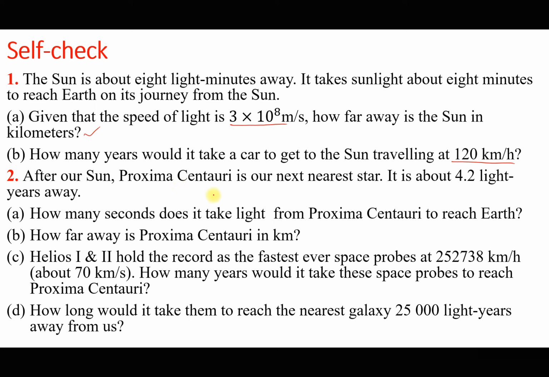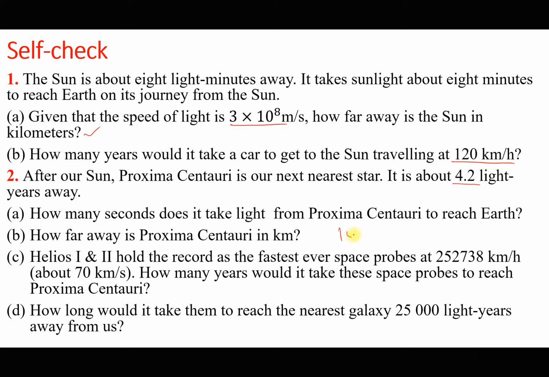After our sun, Proxima Centauri is our next nearest star. It's about 4.2 light years away. How many seconds does it take light from Proxima Centauri to reach Earth? Because it's about 4.2 light years away, it would take 4.2 years for light from Proxima Centauri to reach us. How far away is Proxima Centauri in kilometers? So just change 4.2 light years into kilometers.